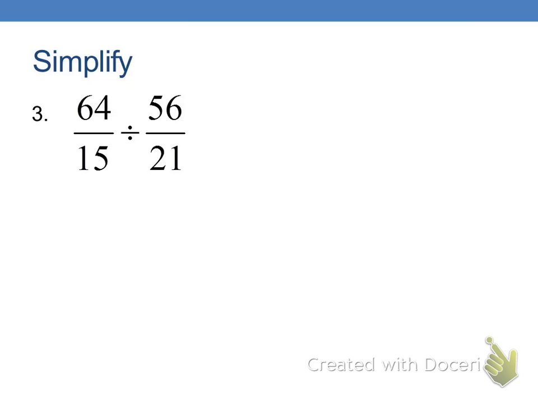I forgot, you can do it multiple times if there's multiple factors. Yes, so sometimes if you don't pick the biggest factor that they have in common, you have to simplify it a couple times. That's fine. Like say 64 and 56 have a common factor, and then 21 and 15.